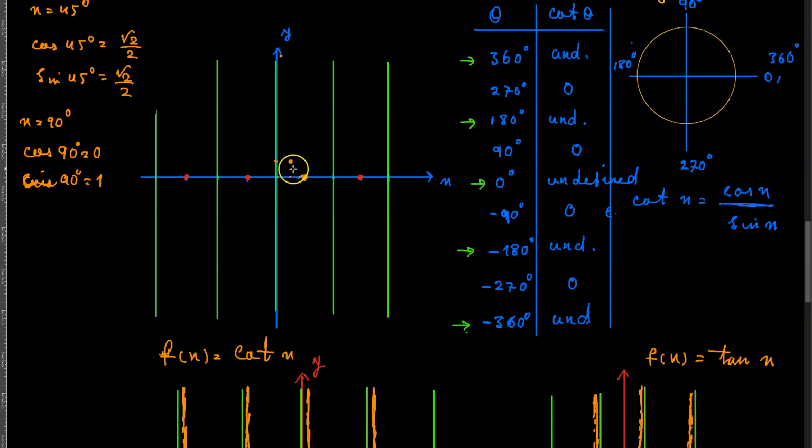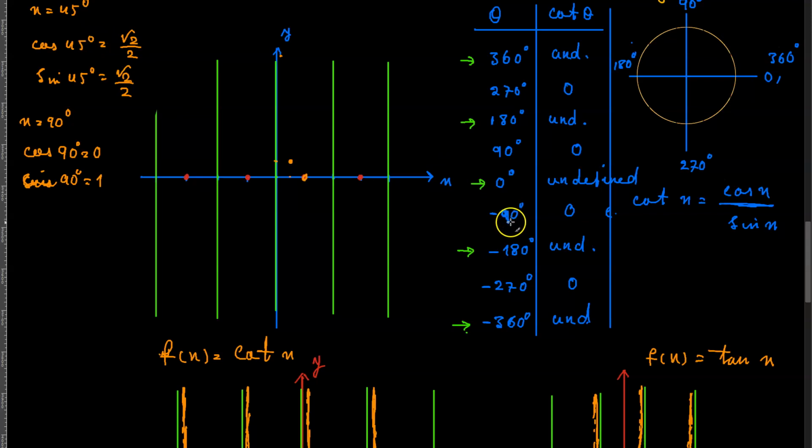For x equal to 45 degrees, or pi by 4, over here at 0 you are undefined, at 180 degrees you are undefined, so this is 90 degrees or pi by 2, and this is pi by 4, right?